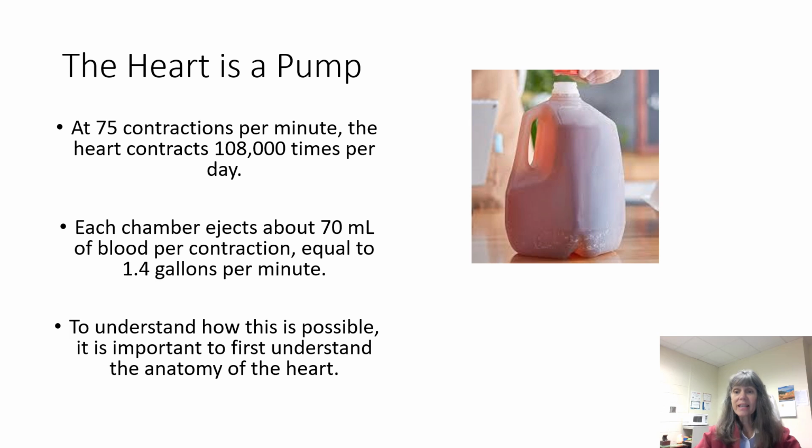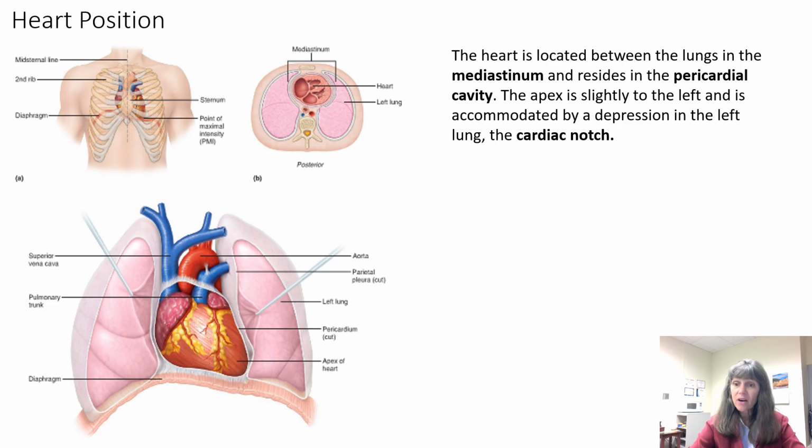In order to understand how this works, we're going to take a closer look at the heart. The heart is located in the lungs in an area known as the mediastinum. The mediastinum, as you'll remember from A&P1, is not a cavity, it's simply an area between the 2 pleural cavities that contains 4 structures: the heart, the trachea, the thymus, and the esophagus. The heart resides in the pericardial cavity.